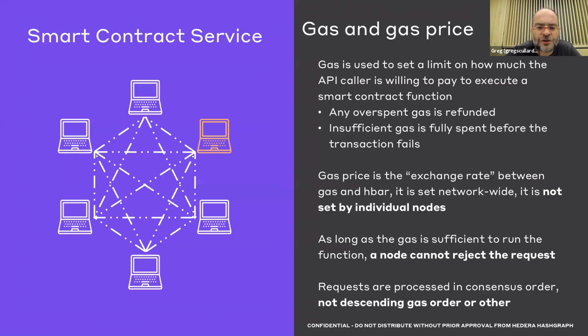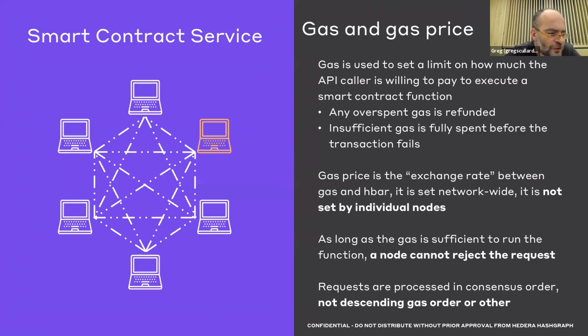Gas price is the exchange rate between gas and HBAR. Nothing new here, except it's set network-wide. It's not set by individual nodes. So no node has the ability to set its own gas price. The network as a whole will have the same price, and the council will decide what a reasonable gas price is. So as long as gas is sufficient to run a function, a node cannot reject the request.